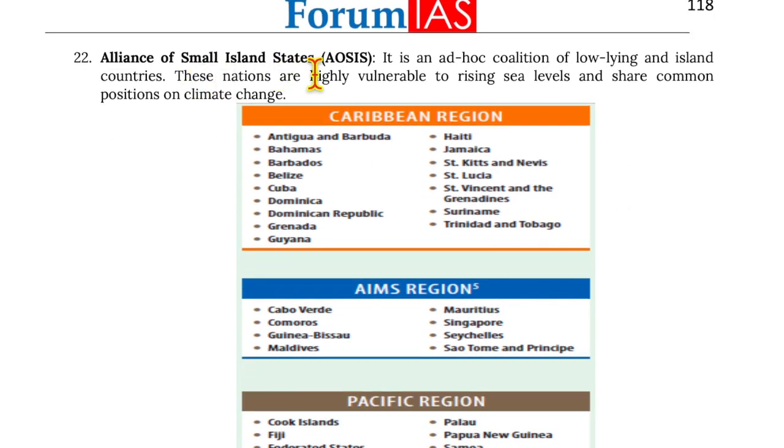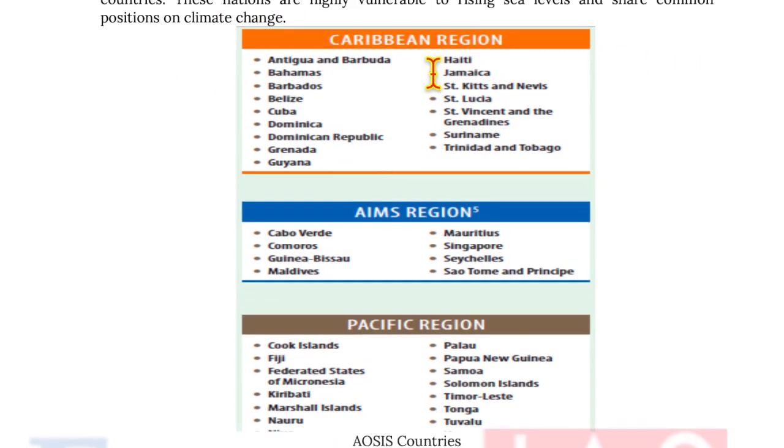Alliance of Small Island States, AOSIS, is an ad hoc coalition of low-lying and island countries. These nations are highly vulnerable to rising sea level and share a common position on climate change. So these are the islands: Caribbean region, Atlantic region, and Pacific region.